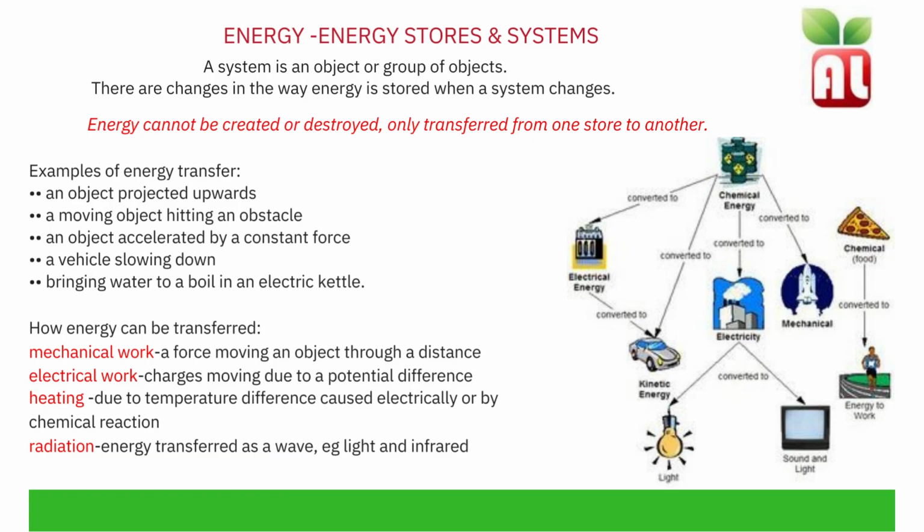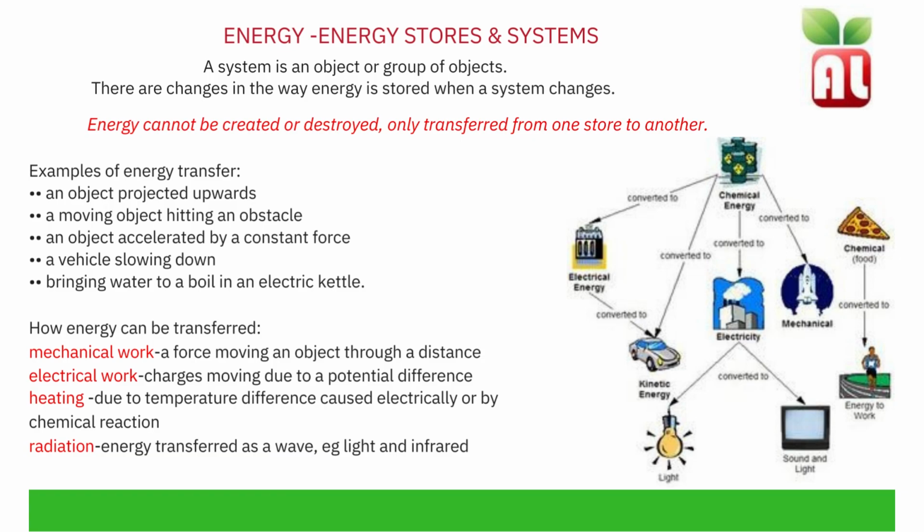Energy can be transferred from one store to another. For example, an object projected upwards, a moving object hitting an obstacle, an object accelerated by a constant force, a vehicle slowing down, or bringing water to a boil in an electric kettle. An example of a chemical energy store would be food or a battery.